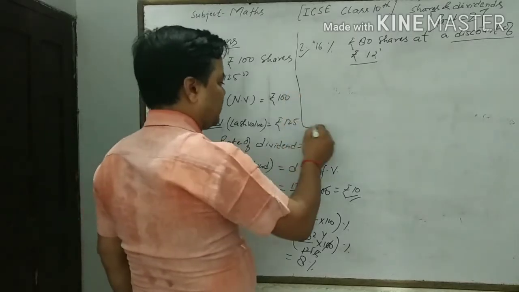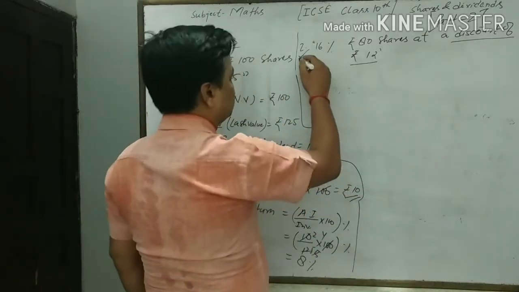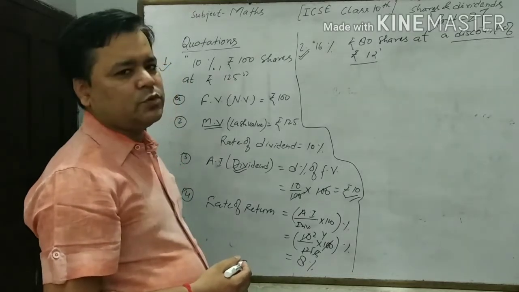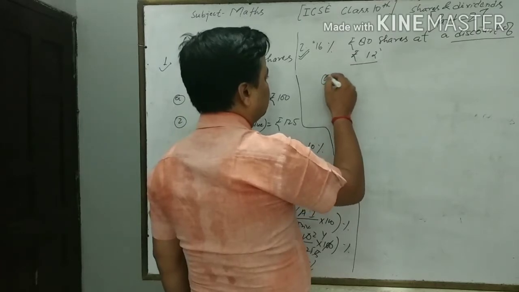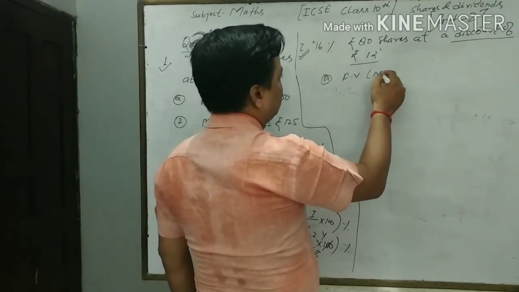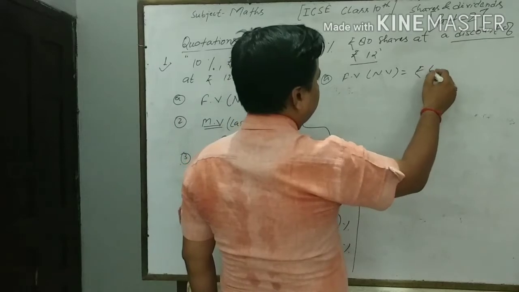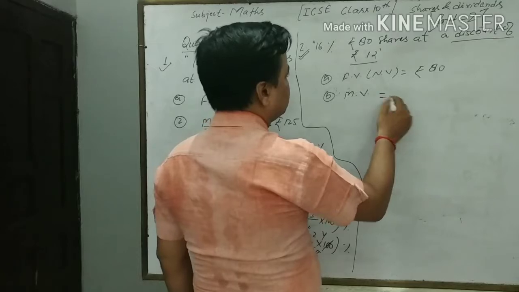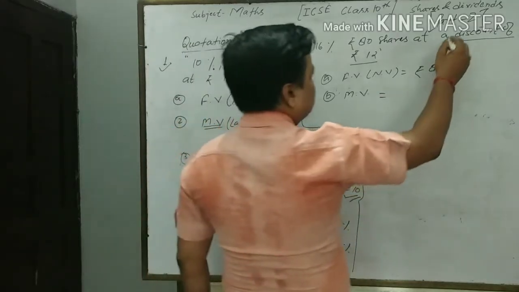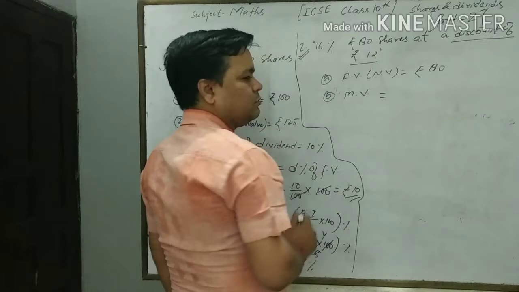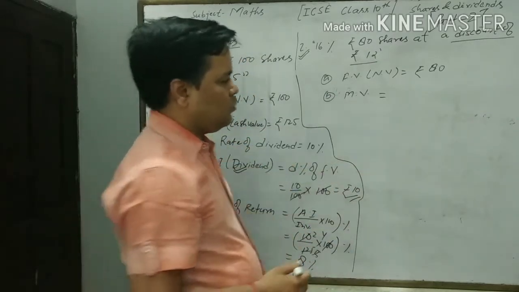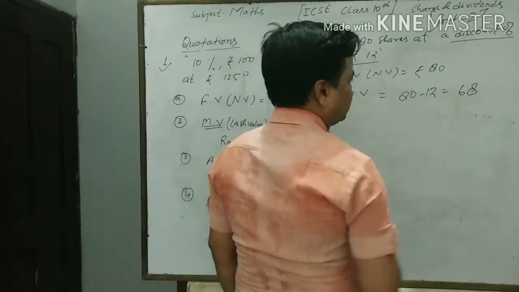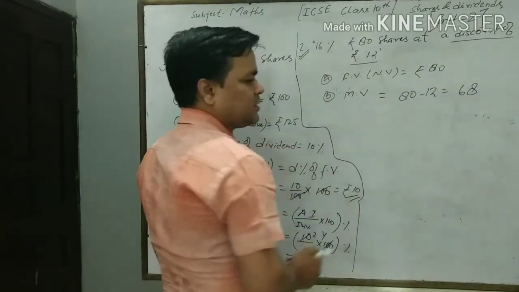Similarly, on the basis of the second quotation, 16% of rupees 80 shares at a discount of rupees 12, again the first one: what is the face value, our nominal value? That is rupees 80. The second thing, what is the market value? Here it is given that the share is at a discount of rupees 12. In this case, the market value will be 80 minus 12, that is 60 rupees.